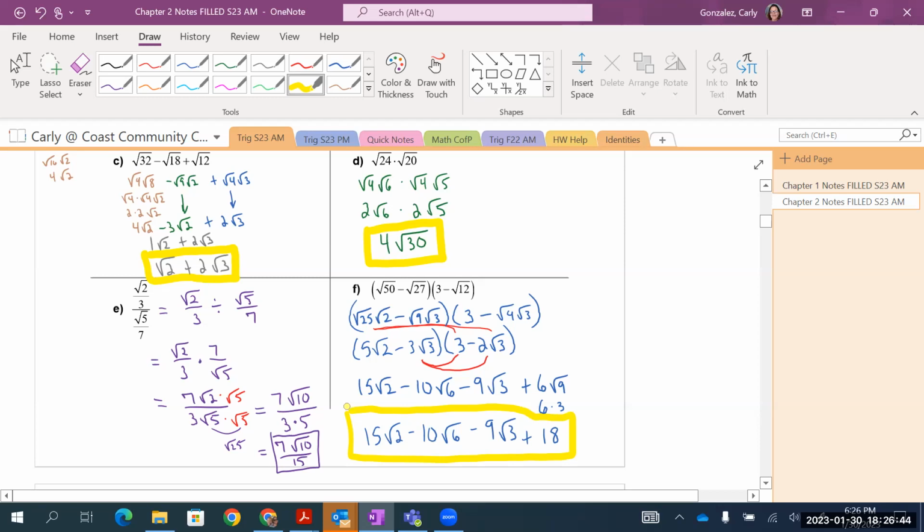And that does it for our subskills for chapter 2.